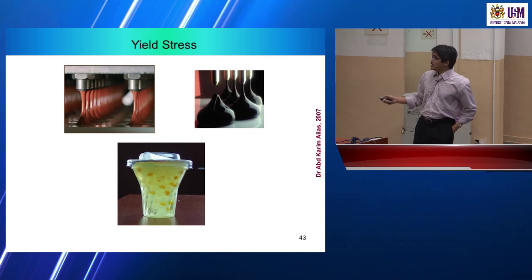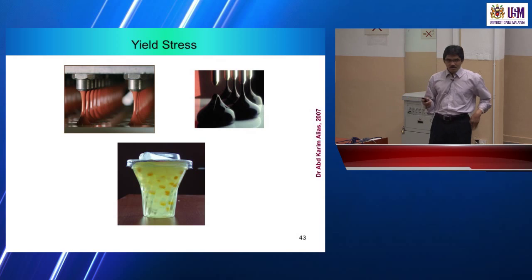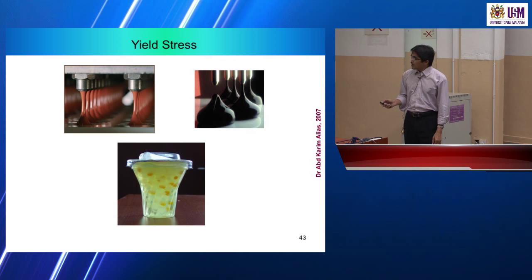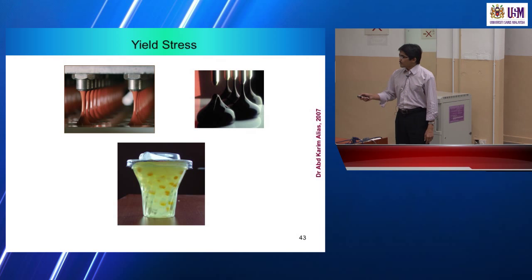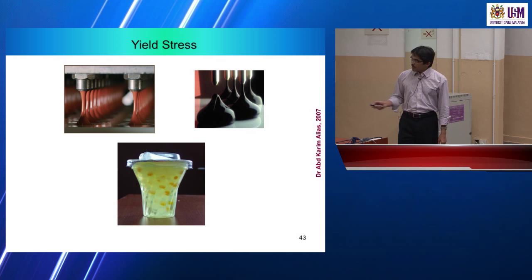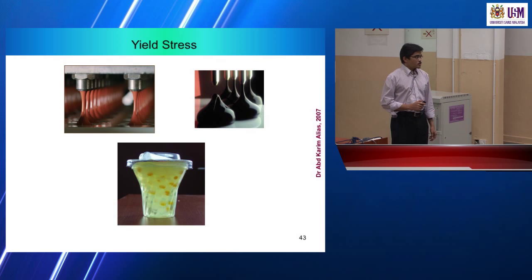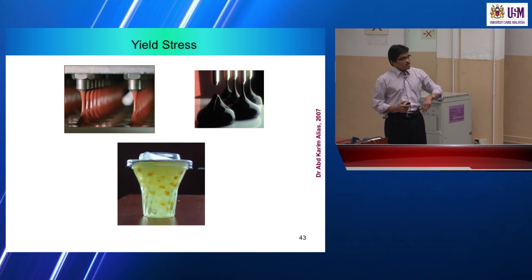So we can imagine that the viscosity of this ice cream is quite high or very high. What about the sauce? It looks quite viscous as well. Juice. The viscosity may not be as high as the ice cream or the sauce, so it can flow easily. The milk.